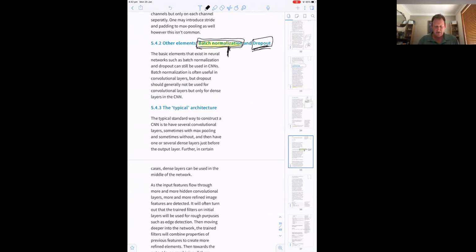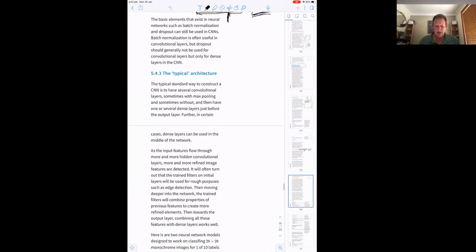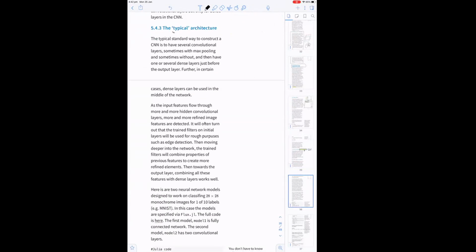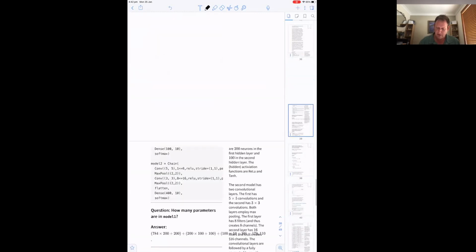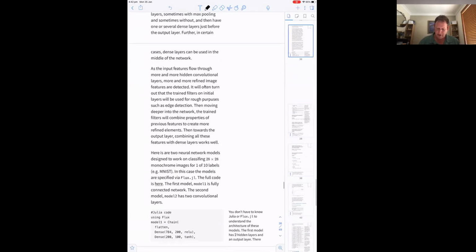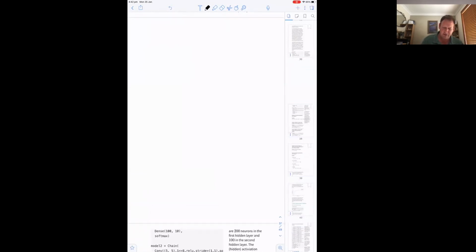We're making some headway, but we're also soon out of time. But I think we're in good time to deal with what we've called here the typical architecture. The typical architecture of convolutional neural networks is as follows.